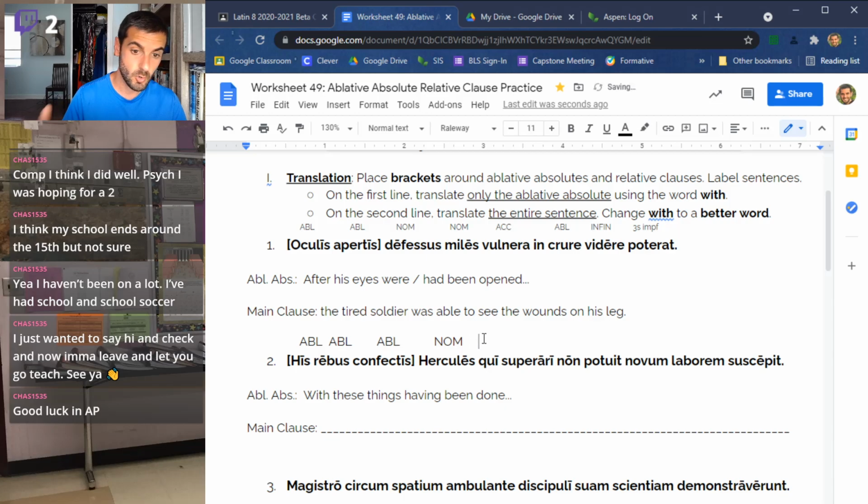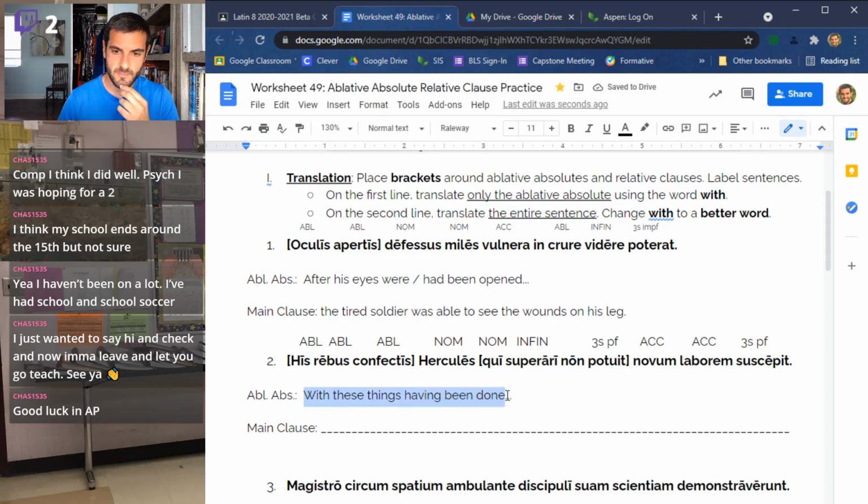Hercules, qui. So now we're starting one of our new clauses, a relative clause. We need a verb. We've got superari, which is verby, but it's not verby enough. It's potuit that's going to finish off this clause. Hercules qui superari non potuit. Third singular, perfect tense. Novum laborem is in the accusative, and then my verb here is suscepit. Third singular, perfect tense.